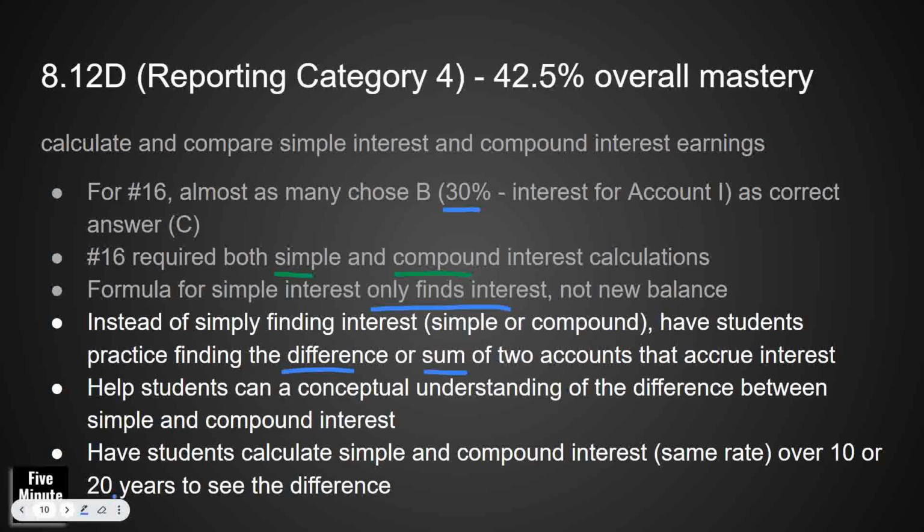And then if we really want to reiterate that, well, we can have them calculate to larger and larger time frames, simple and compound interest to 10 years, to 20 years, to 100 years, with even just a small interest rate, just to see the difference between the two. That will help them, calculating it, graphing it, will help them see that difference, and so then that might help them with that conceptual understanding.